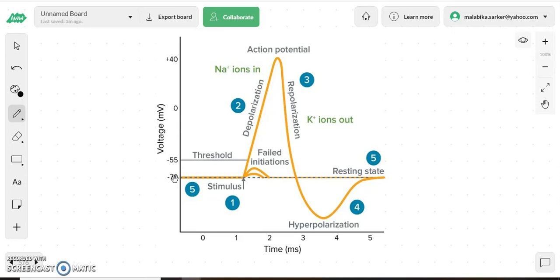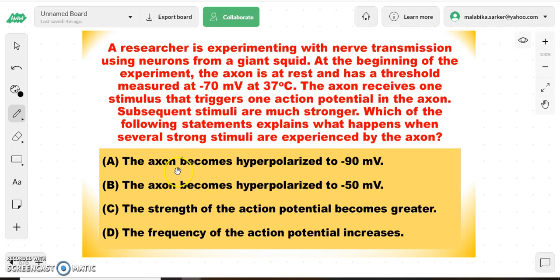And it will begin in our experiment, because after giving the first stimulus, we will give subsequent stimuli which are stronger in strength than the first stimulus. Now, the first answer choice, the axon becomes hyperpolarized to minus 90 millivolts.